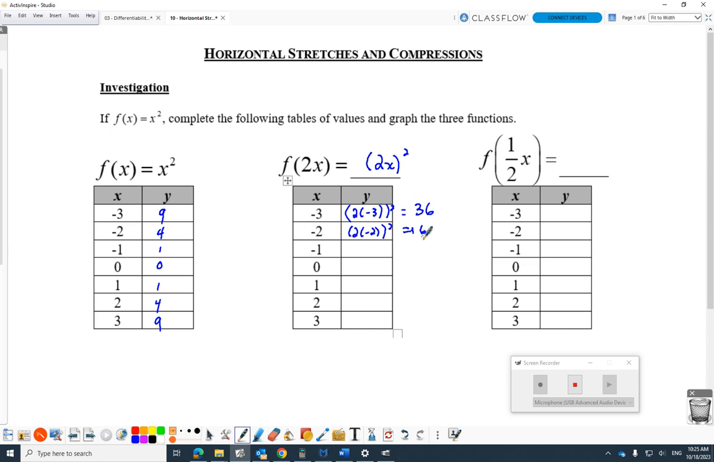2 times negative 1, all squared. 2 times negative 1 is negative 2. Squared is 4. I'm really unhappy with how neat that came out, my 16, so I'm just going to fix that up. I'm not changing it. I'm just writing it neater.